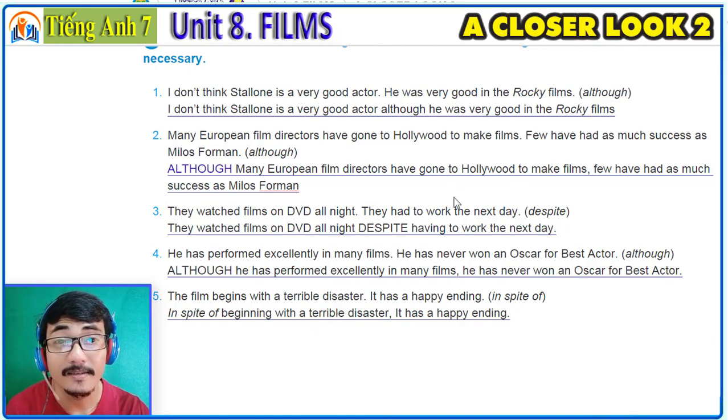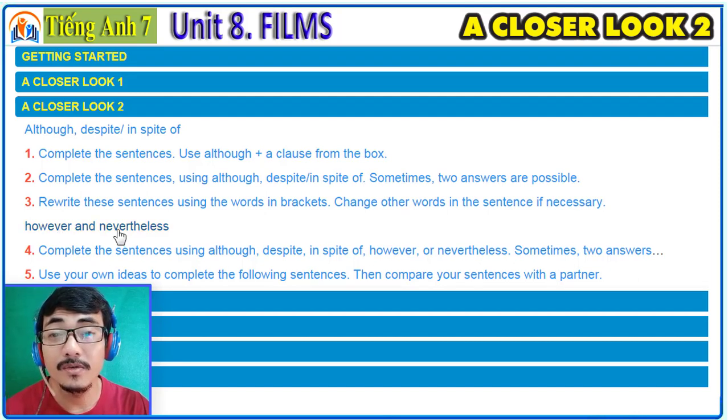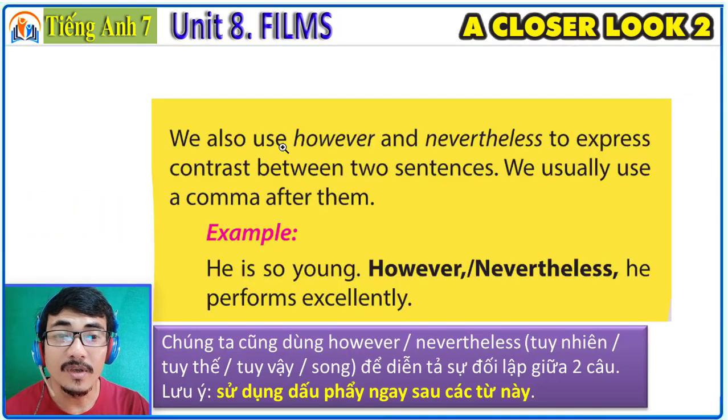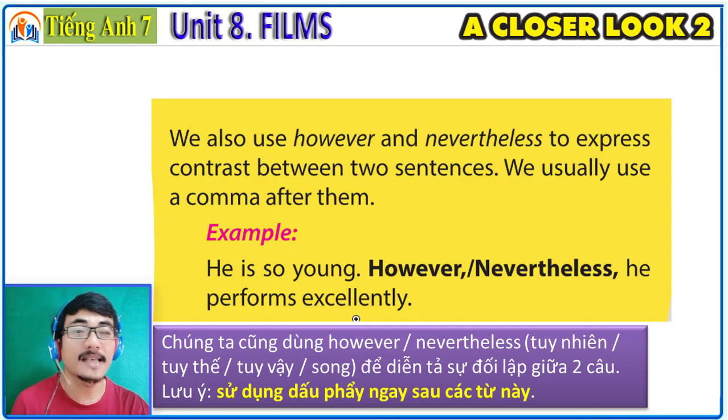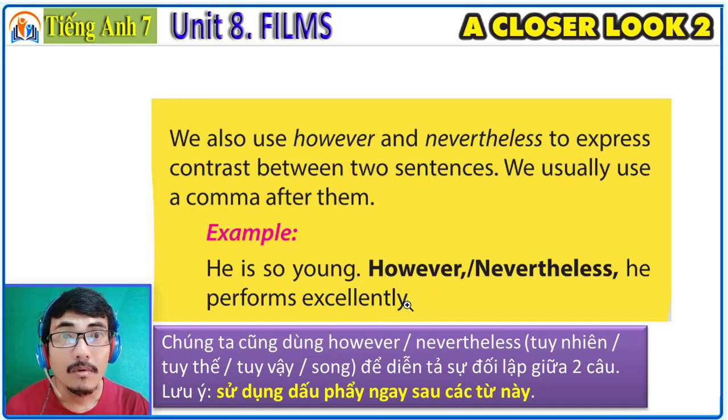Okay? Yes. Now we move to the two linking words here, however or nevertheless. Let's take a look. We also use however and nevertheless to express contrast between the two sentences. We usually use a comma after them. Okay, he is so young. However, nevertheless, he performs excellently. So, besides although, despite, in spite of, we can use however and nevertheless for the contrast.